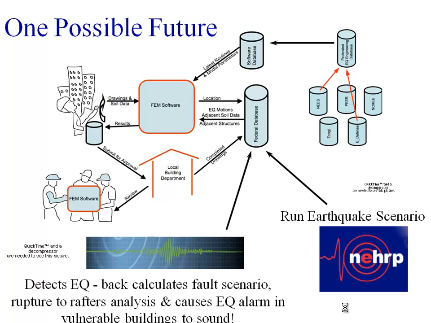One other idea is that the USGS detects that there's an earthquake coming. It can go to the database to get the buildings. It does a back calculation of the fault scenario. Those are the rupture-to-rafters kind of analyses. And instead of sending a text message to somebody saying that there's an earthquake coming, we actually calculate what damage you're going to see in the different buildings, and appropriate buildings might get a message, or it might set off the earthquake alarm in the building.